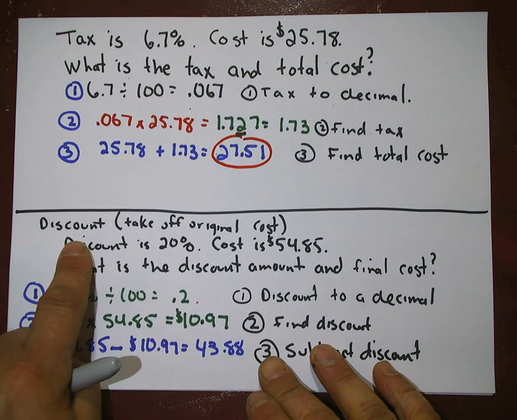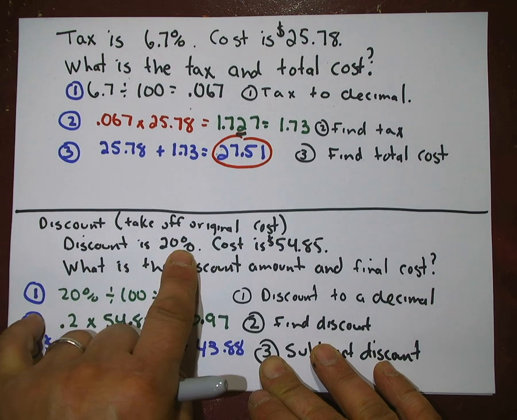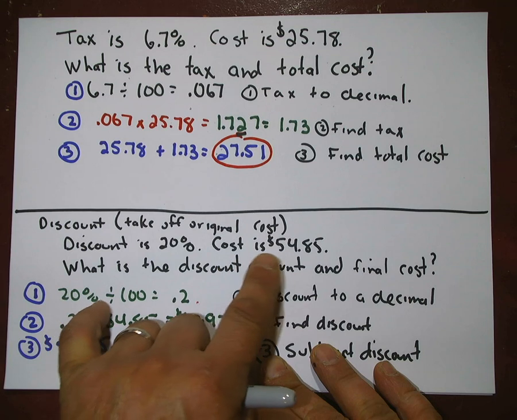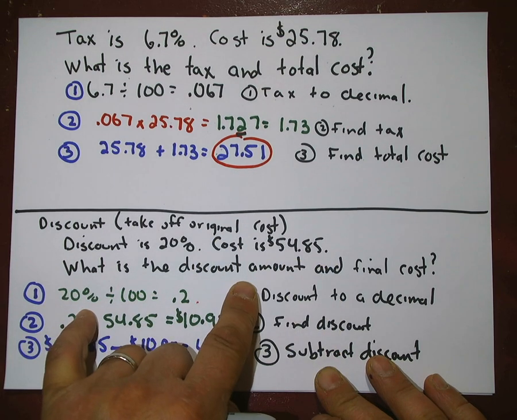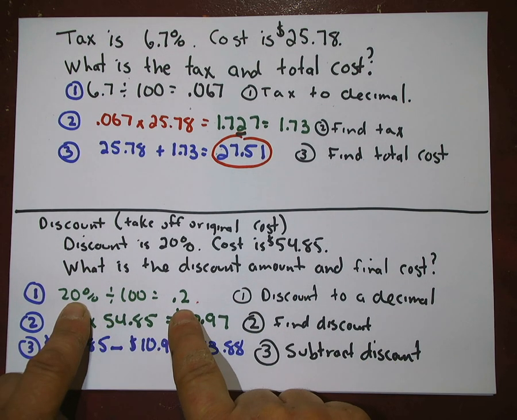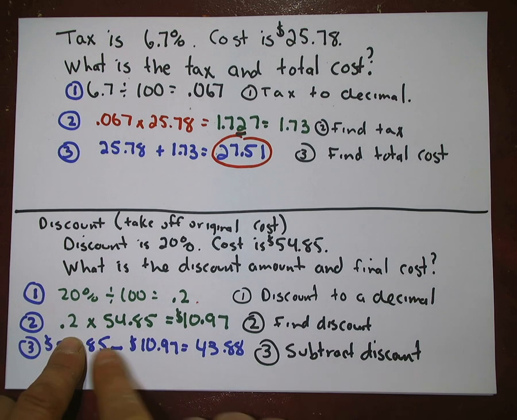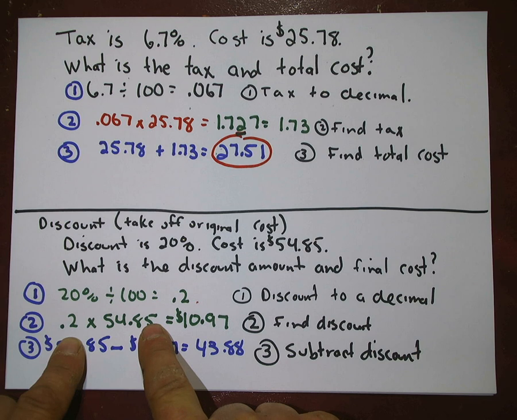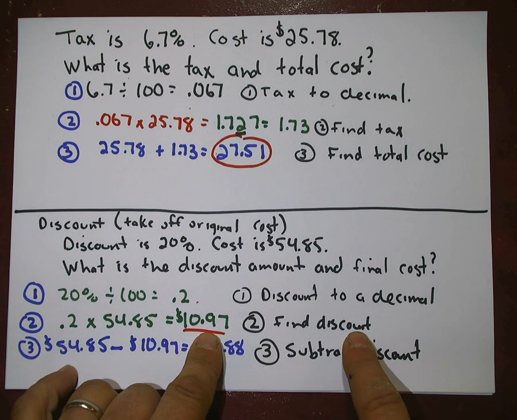If I want to find the discount, that is something you take off the original cost. It might be a little tag that says 20% off. You buy something that costs $54.85. How much are you actually going to pay, and what is that discount? So I take the discount, make it a decimal. It's 0.2. Okay, I multiply the 0.2 times the cost. $10.97 is my discounted amount.